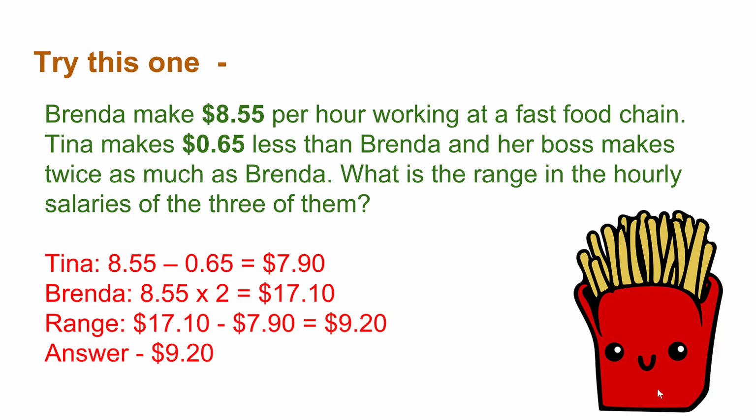Tina, we do $8.55 minus 0.65. So Tina makes $7.90. Brenda's boss, that's what it should say, makes $8.55 times 2, which is $17.10. That gives me the greatest salary and the least, because Brenda's salary of $8.55 is in the middle. So I do $17.10 minus $7.90. I get $9.20 as the range.